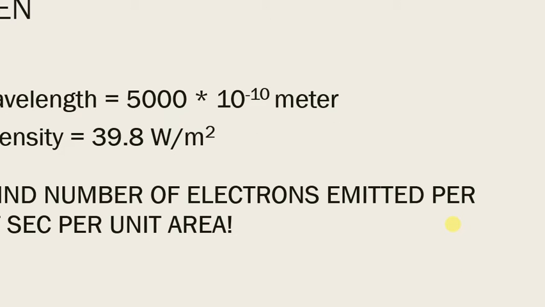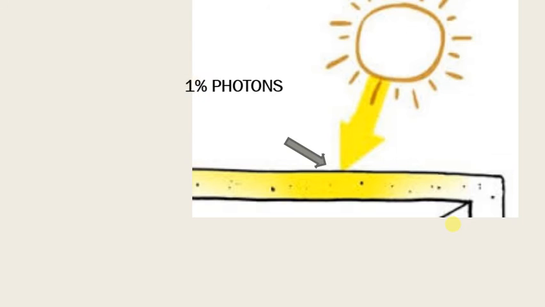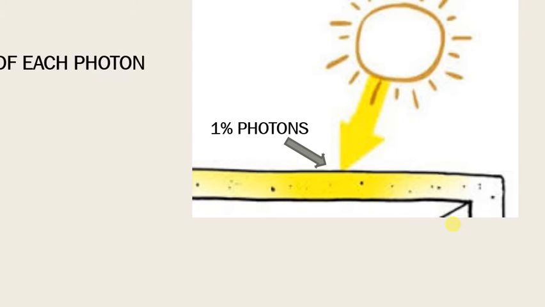So here is a light source which is incident on a metal surface, and the metal surface will emit some electrons known as photoelectrons. Out of all the photons which are incident, only 1% are responsible for the emission of electrons. So now let's first find the energy of each photon.